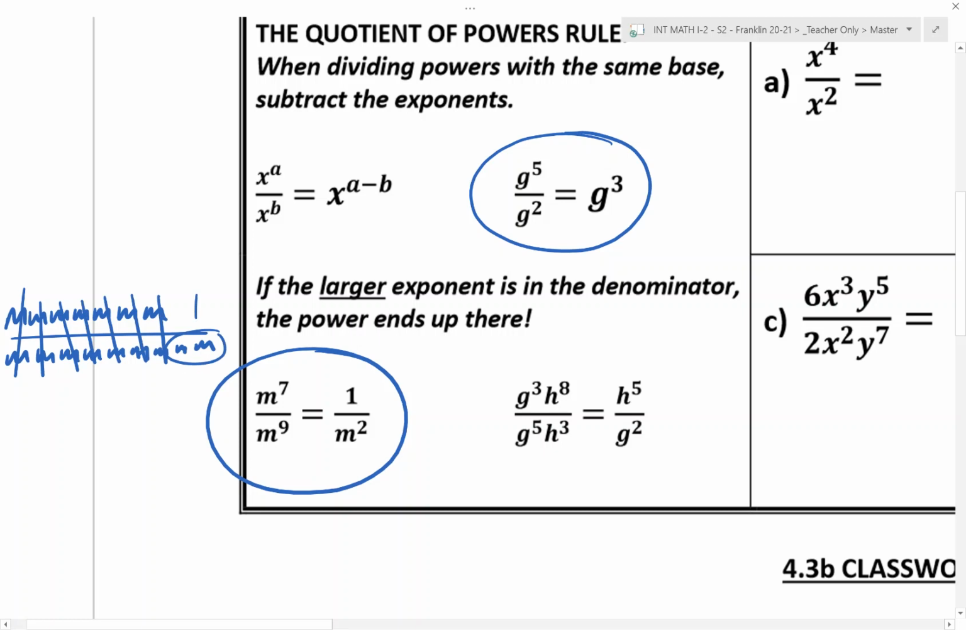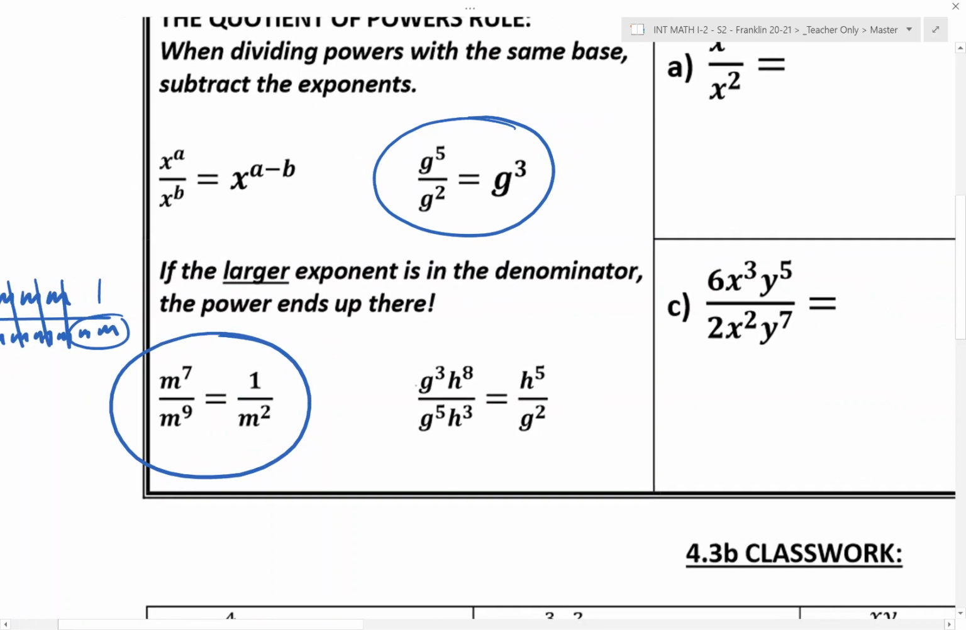So you can subtract as normal, just do 9 minus 7, but just remember, if the larger exponent is in the denominator, the power will end up there. Your final power will be in the denominator. And if there's nothing left on the top, just put a 1.